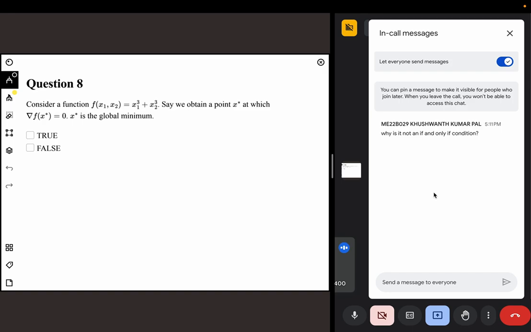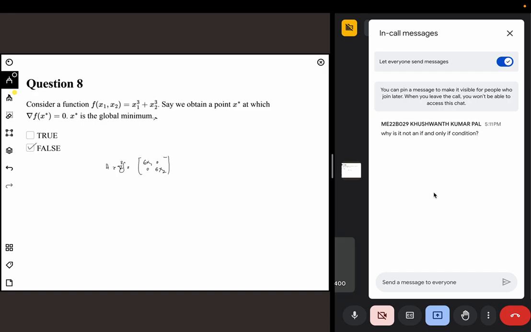This will be true only if this particular function is convex. And this will be convex only when, if you calculate the Hessian of this, you will get something like 6x1. This particular thing will be positive semi-definite only when x1, x2 are greater than or equal to 0, which means only in the first quadrant. So only in the first quadrant it will have a global minimum, but here since I did not specify any constraints, this is not a convex function, so this may or may not be true. I mean, it won't be true. X star may not be the global minimum. Is this clear?